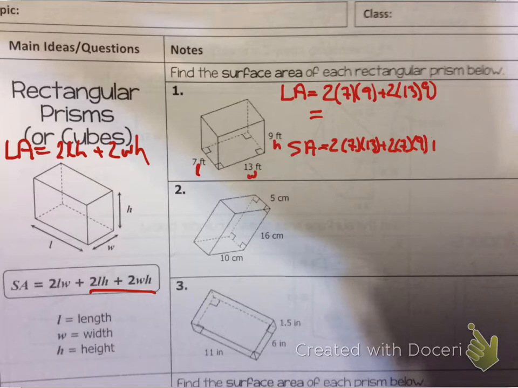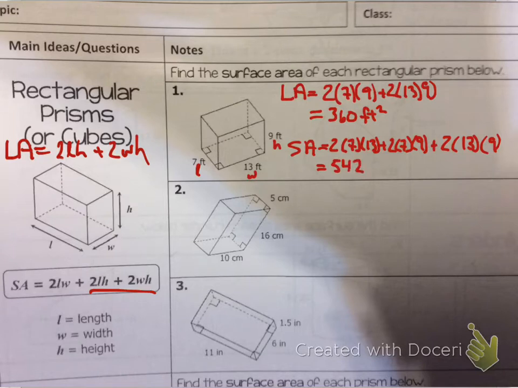Oops, almost forgot the plus here. 2, 13, and 9. Okay, and you could easily type that into your calculator. So for what I get on the first one, I get this is 360 square feet. And this is 542 square feet.